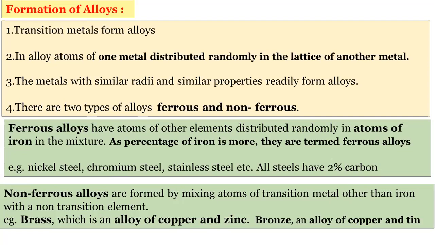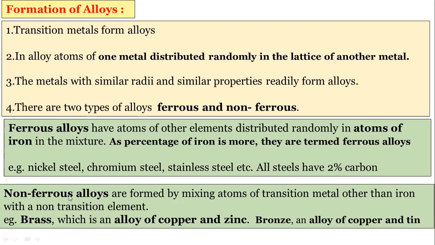So chromium steel, it is an alloy of chromium, then Fe and iron. This nickel steel, it is an alloy of nickel, then iron, and then carbon. So carbon percentage is 2% in all these steels, nickel steel, chromium steel. These are all alloys of iron, in which the percentage of iron is more. Then I am coming to the non-ferrous alloys.